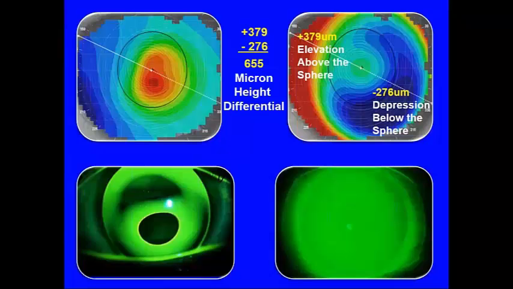Here we see an example where we have that extreme discrepancy between the height of the cornea. We see up above the cornea has 379 microns of elevation, below 276 microns, and when we add those up, it equals 655 microns. That is over a 0.5 millimeter discrepancy between the height of the cornea.